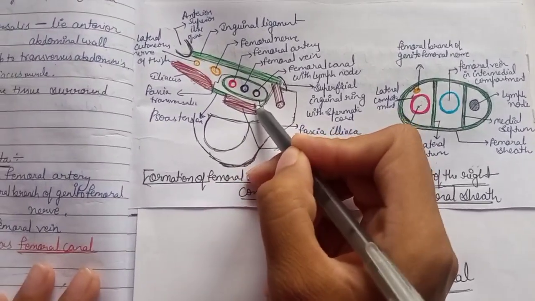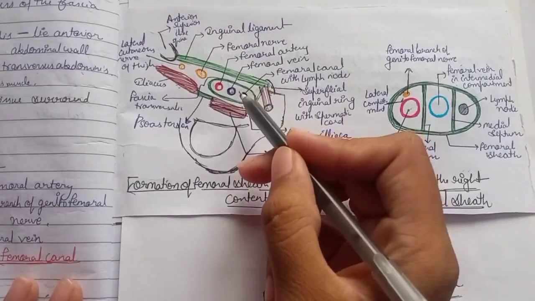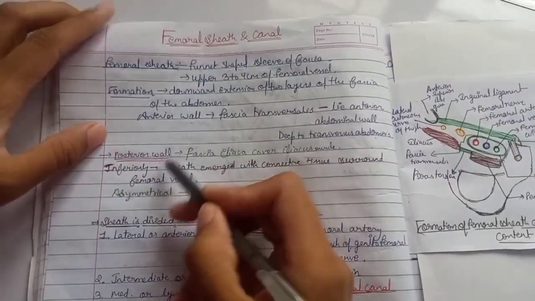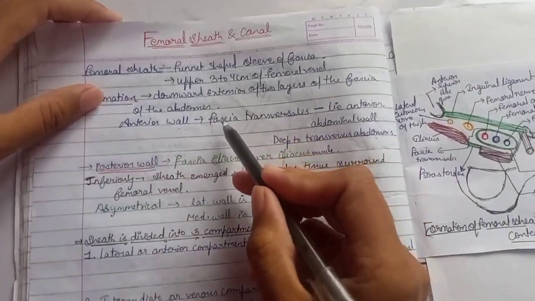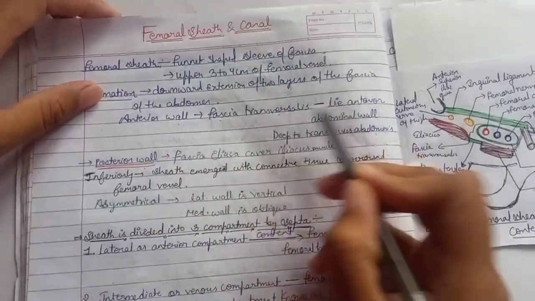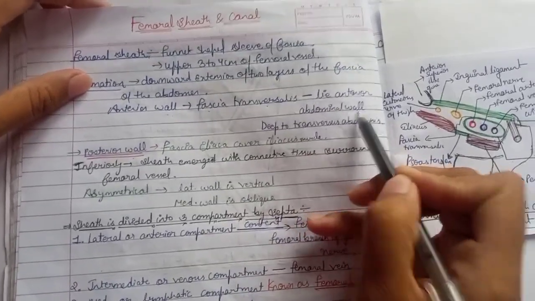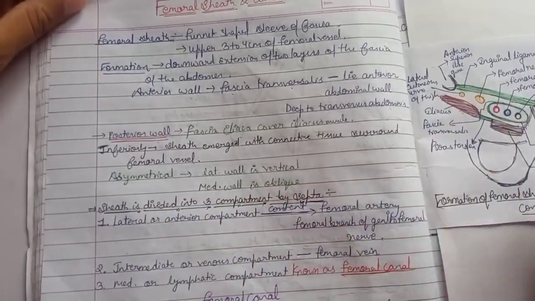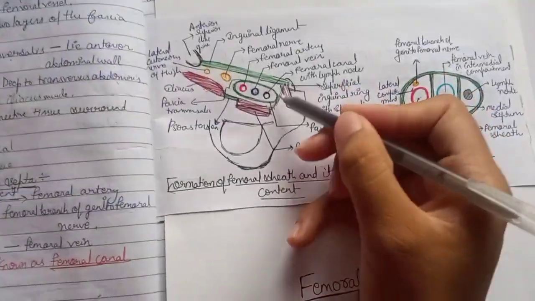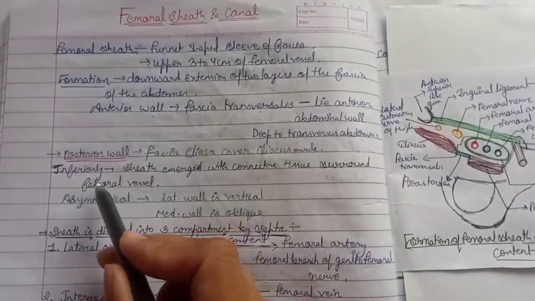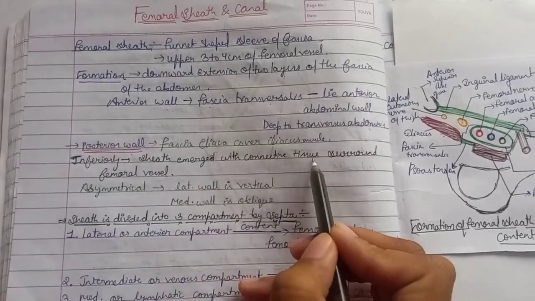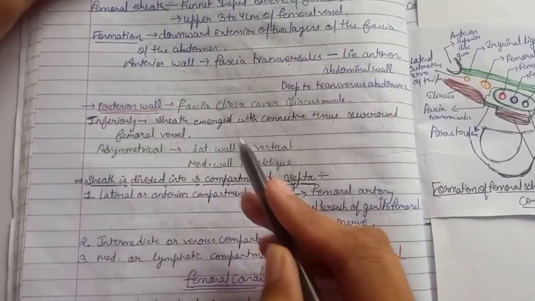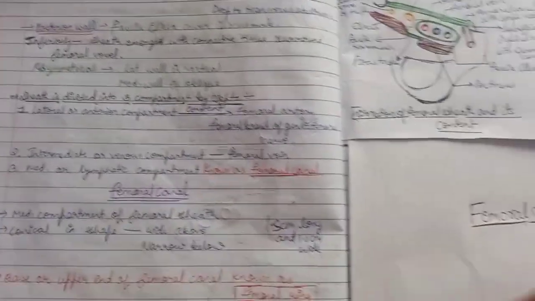Its formation: downward extension of two layers of fascia of the abdomen, anterior wall and posterior wall. Anteriorly, it is formed by fascia transversalis, which lies on the anterior abdominal wall, and the posterior wall by fascia iliaca, which covers the iliacus muscle. Inferiorly, the sheath merges with the connective tissue surrounding the femoral vessels. It is asymmetrical. The lateral wall is vertical and the medial wall is oblique.